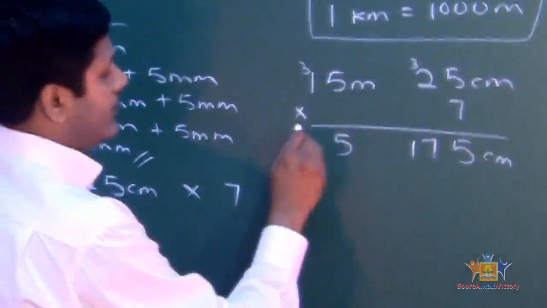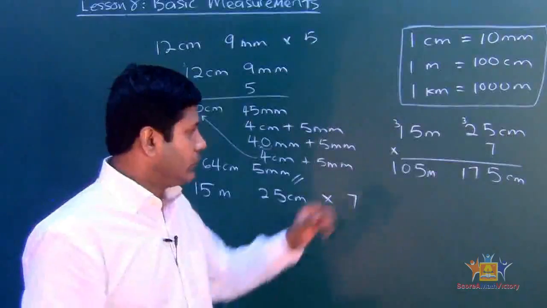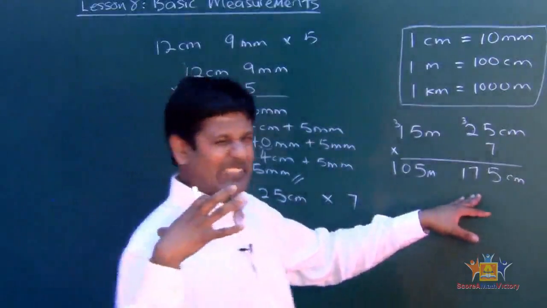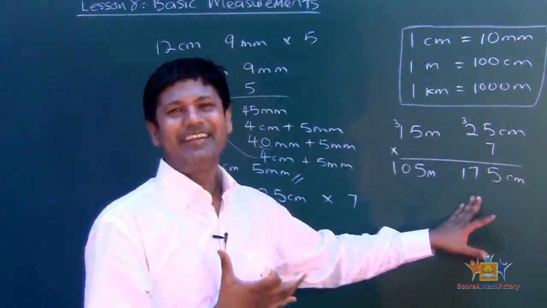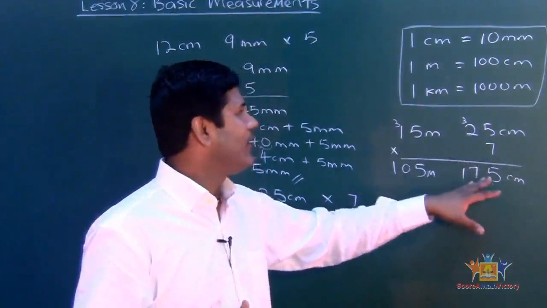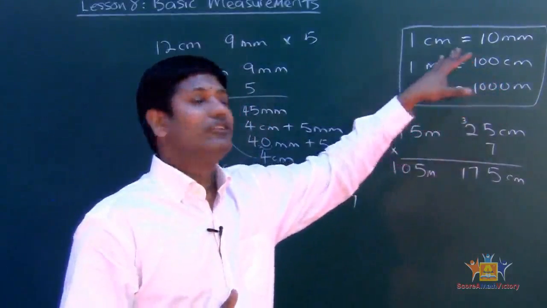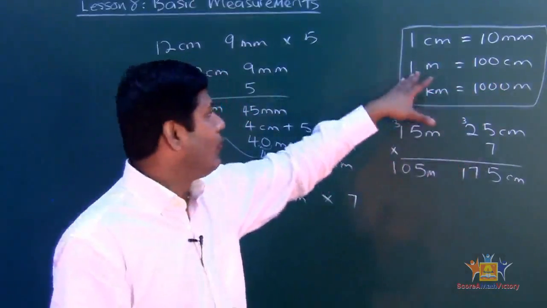Plus 3 is 10. All right. So 105 meters. Now, when you look at 175, you should feel just not right. You just don't feel right, am I right? Because why? The 175, because you already passed that 100 centimeters. Okay, so that means I know that I can convert that 100 into 1 meter.